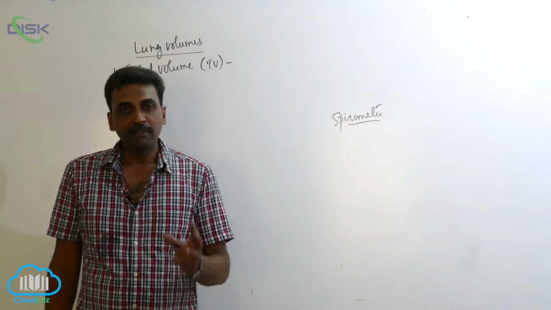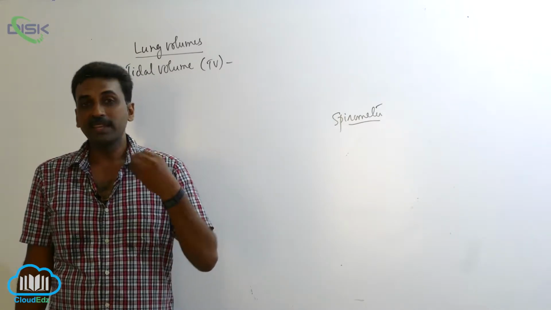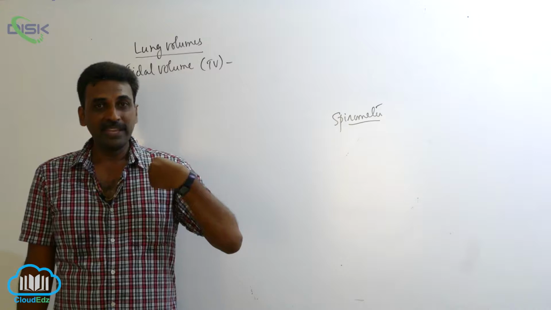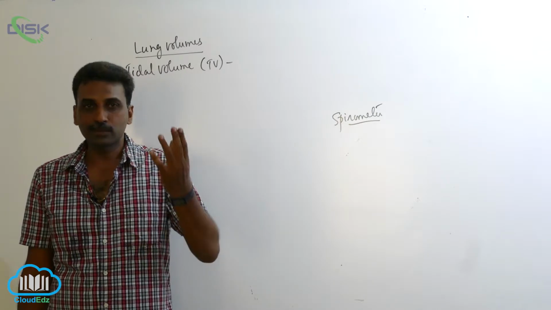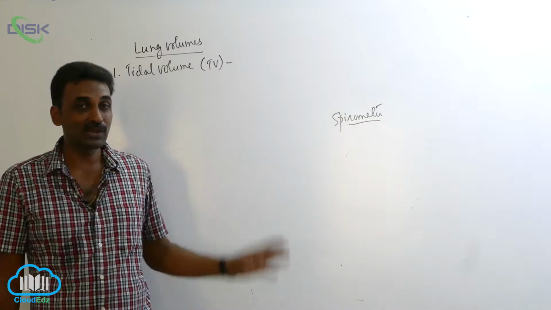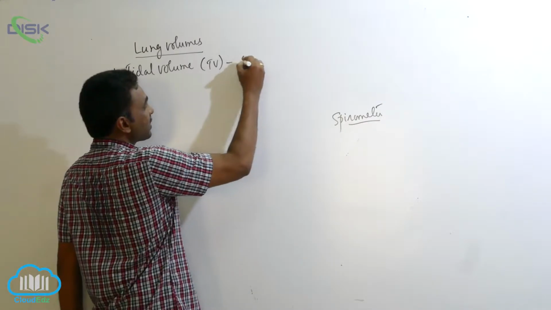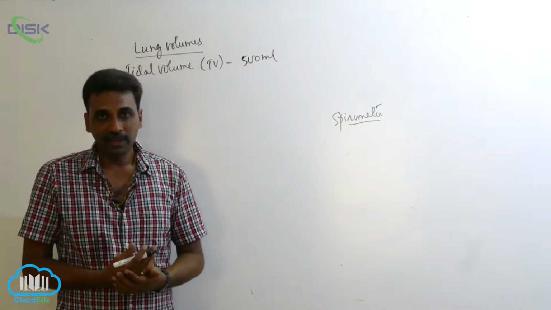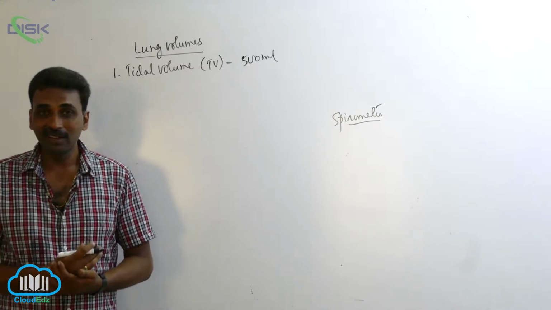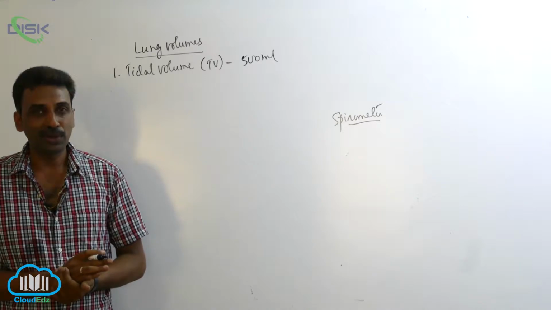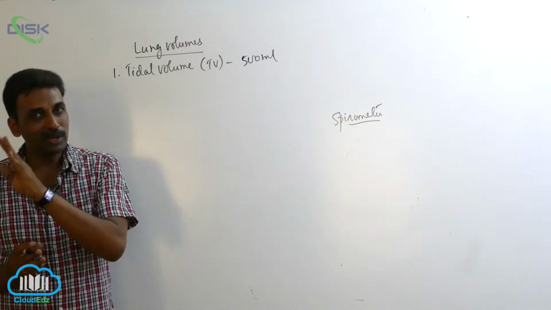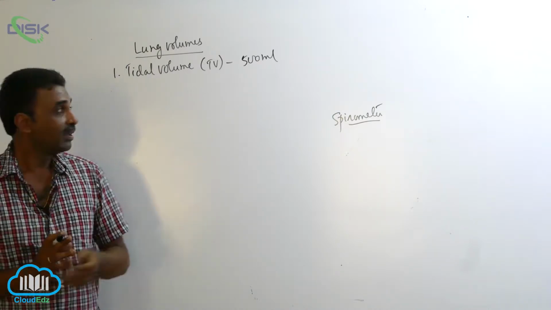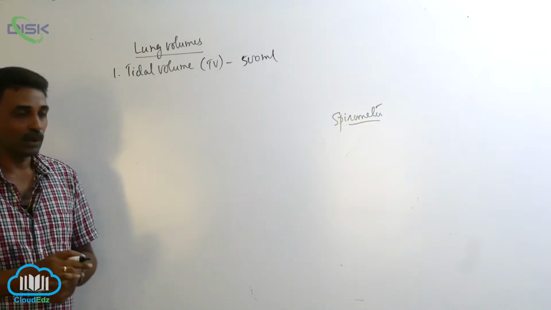Tidal volume. When a person is breathing, at the time of quiet breathing, the amount of air inspired or the amount of air expired during quiet breathing is called tidal volume. So it is around 500 ml. It is the normal inspiration or normal expiration during that quiet breathing. That volume is called tidal volume.